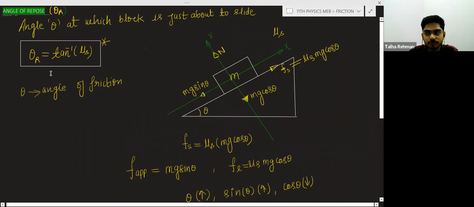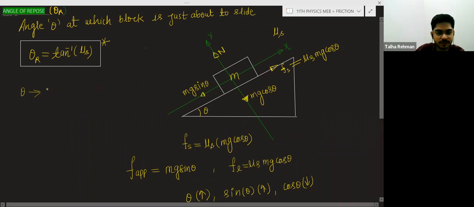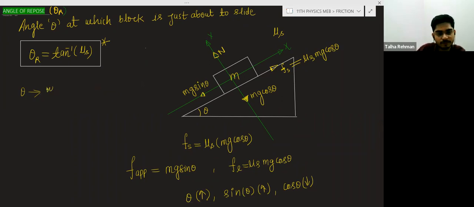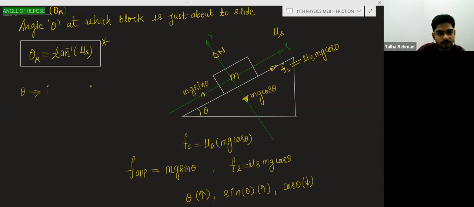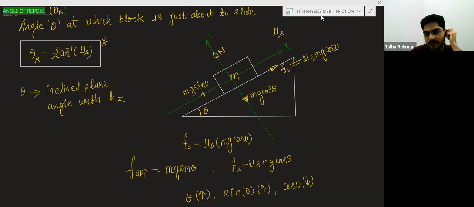Actually, there is a problem here. This is not the angle of friction. This is basically the normal theta, the wedge angle. Angle of friction is different. So this is the inclined plane angle with horizontal. Okay, so you can see one question here.